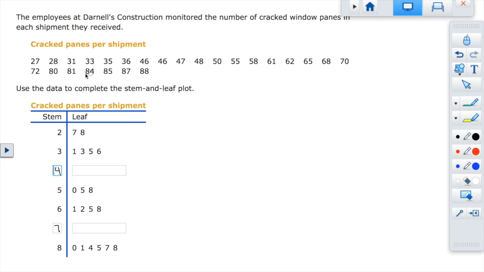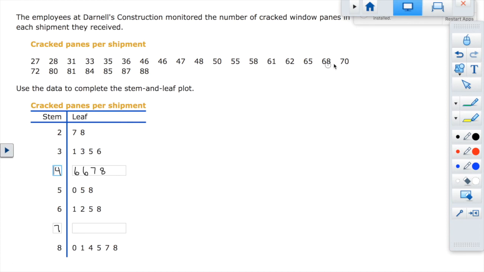So now I'm going to go back and look at what numbers are in the 40s. So I have 46, 46, 47, and 48. So I have 4 numbers that are in the 40s. I have a 6 for 46. I have another 6 for 46. I have a 7 for 47. And I have an 8 for 48. I'm done with the 40s now.